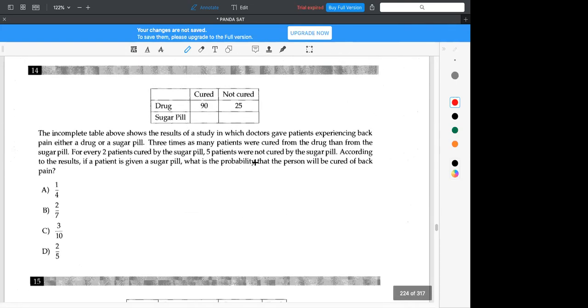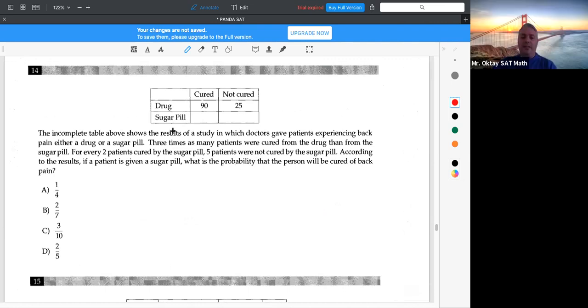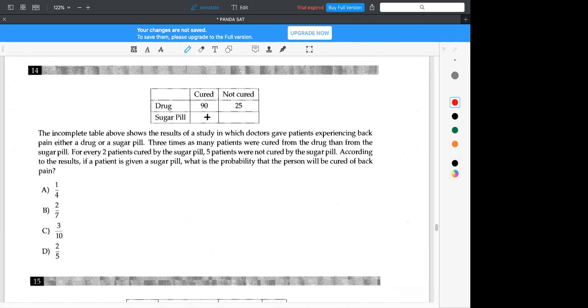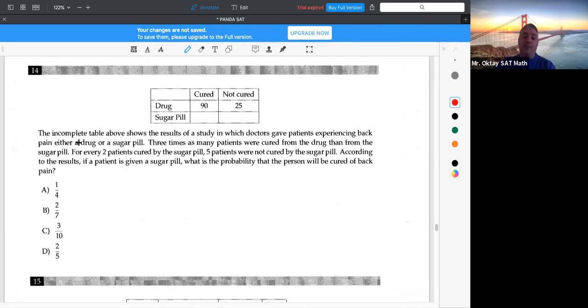Okay, let's have a look at this. The incomplete table. So can I complete this? I cannot complete it now. I don't know the total yet. So let us leave it like this right now. The incomplete table shows the result of a study in which doctors gave patients experiencing back pain either a drug or a sugar pill. Okay, it's fine.